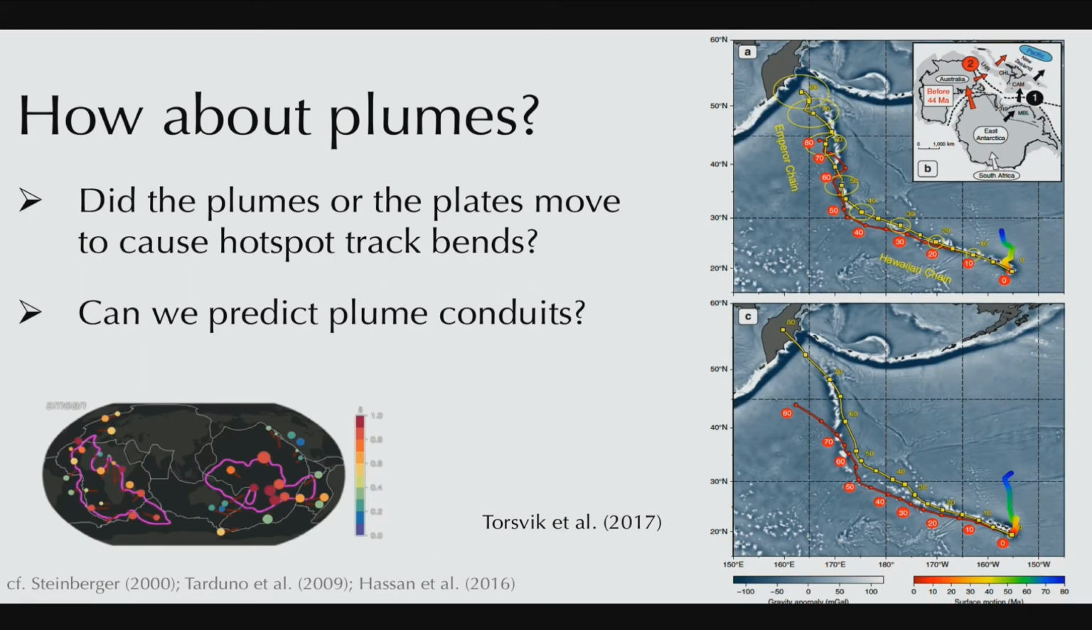The other part of the puzzle are plumes. Right? Plumes are interesting. We can try to predict where plumes are. We can try to predict plume conduits, such as what Bernhard Steinberger and Hassan and others have done. And one of the perennial questions is, well, has the plate moved or have the plumes moved? And recently, the pendulum is sort of back, according to Torsvik and others, in that the plume has moved, and there's a little bit, but there's a change in plate motions, explaining this Emperor-Simon bend that I mentioned earlier.